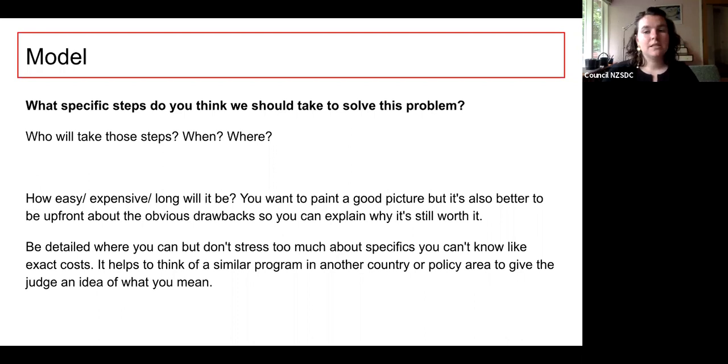Maybe it's the government, maybe it's society, maybe it's your individual school or all the schools in New Zealand or the Ministry of Education. You might want to ask, when will they take these steps? Right away, 10 years from now? Only if there's an emergency, if it was a debate about something to do with emergencies. Where is this a debate that takes place? In New Zealand? Is it a debate that takes place in the whole world? Is it a debate that takes place in the developed world? Those kinds of questions are not important in every single debate, but they can be important in some debates.